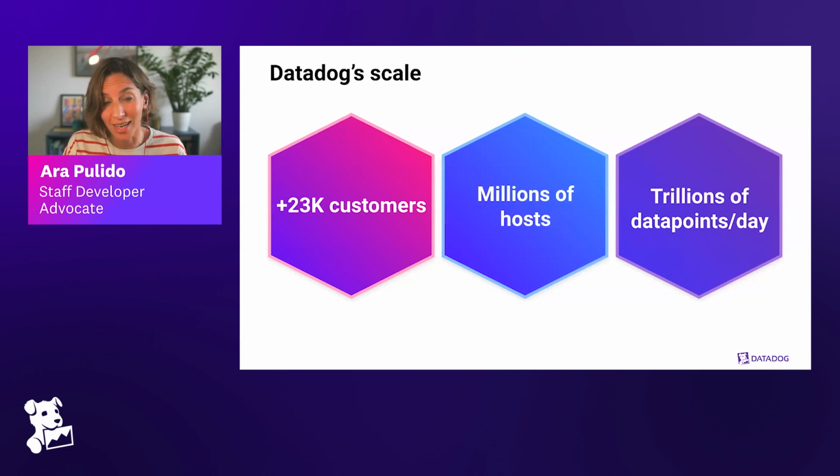Just before we get started, something more about Datadog: the scale that we run on, because some of the decisions that we make, not every decision, but some of them, are very related to the scale. Datadog has more than 23,000 customers, and as a monitoring company, we are gathering telemetry data from those customers. If you add up all the hosts coming from those customers, that's millions of hosts that we gather telemetry from. That adds up to trillions of data points per day that we need to ingest and process so our customers are able to make sense of all that data.